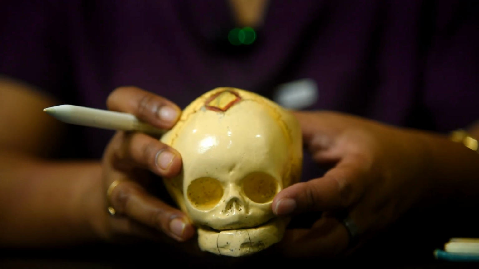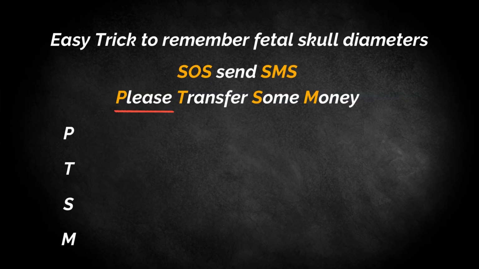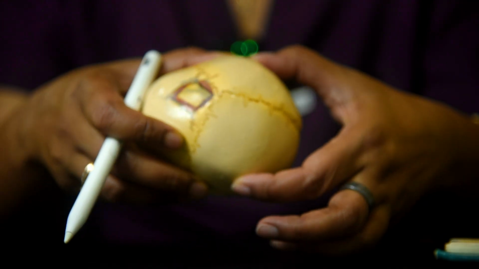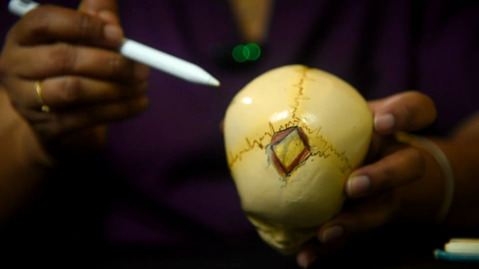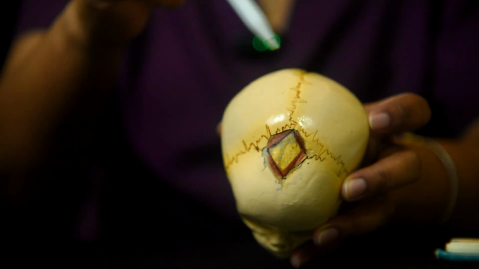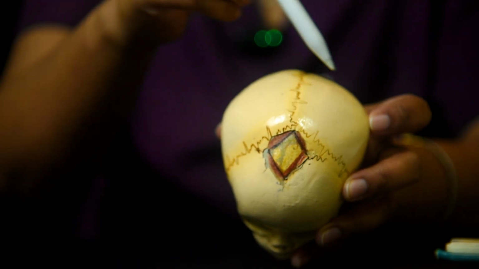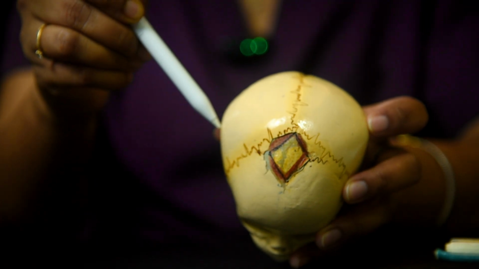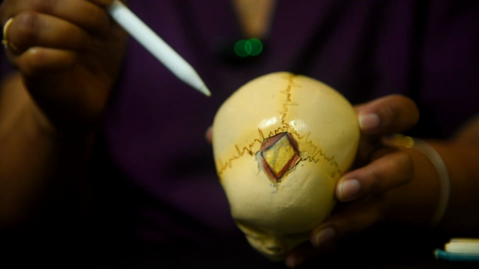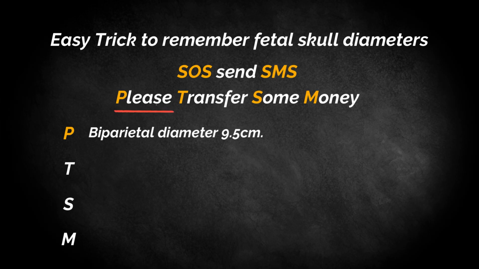Now come to the transverse diameter of the fetal skull. So now start with the please. Please starts with the P. So biparietal diameter. So this is 9.5 centimeter between two parietal eminences. So here you can see two parietal eminences. The distance between these two parietal eminences is known as the biparietal diameter, which is 9.5 centimeter.